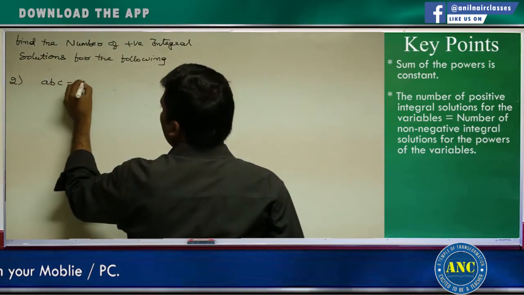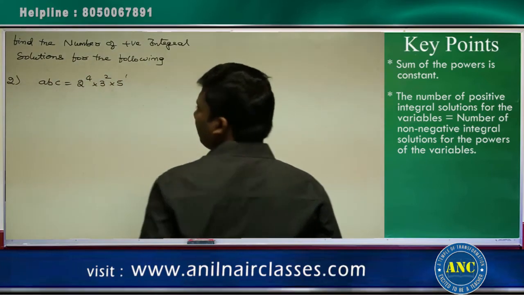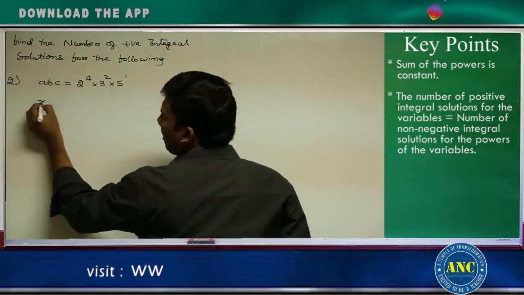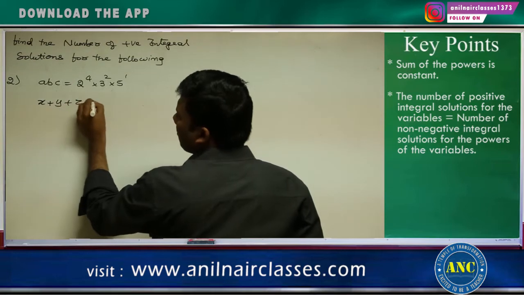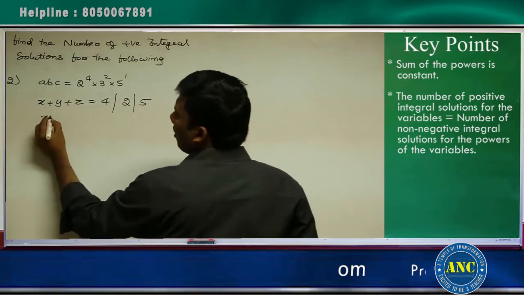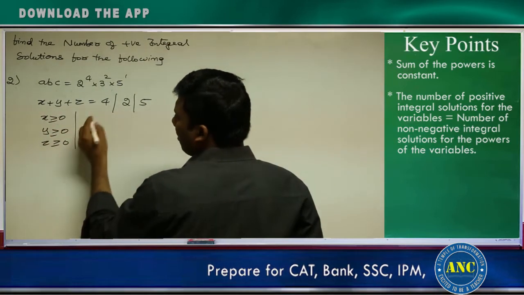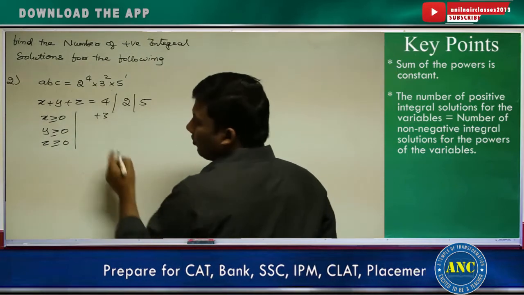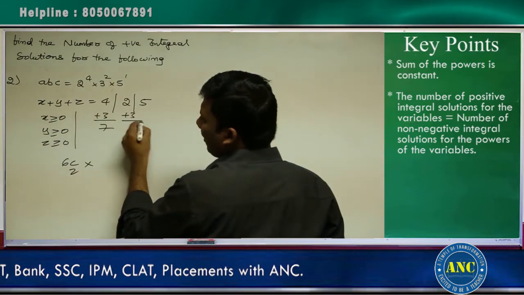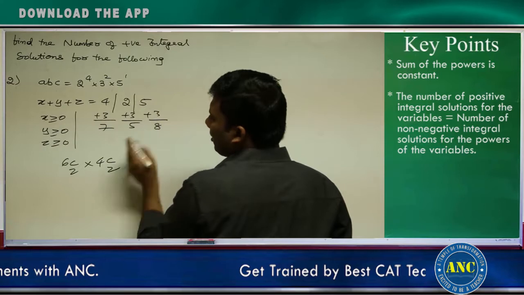ABC equivalent to 2 power 4 into 3 square into 5 power 1. Now directly we will tell the answers. Let the powers of ABC be XYZ equivalent to either 4, 2 or 1. All these powers can also take 0. So this will be plus 3. Yes or no? 4 plus 3, 7. 7 will give you 6C2. 2 plus 3, 5. 5 will give you 4C2. 1 plus 3, 4. 4 will give you 3C2.